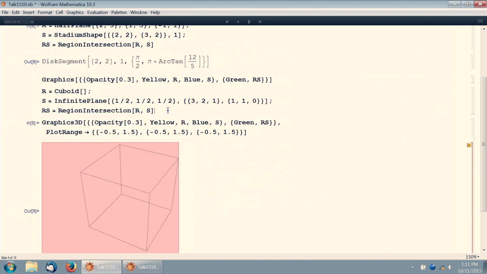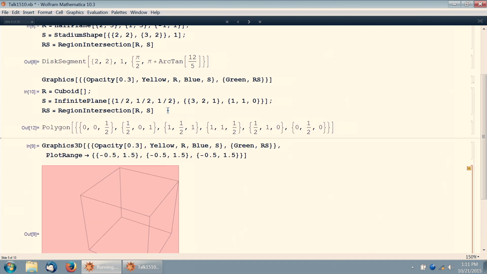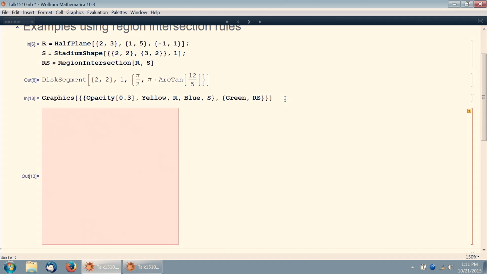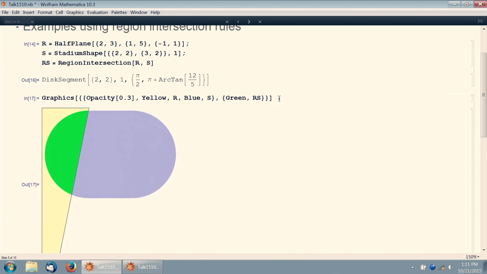Or no, I have to first evaluate something here. Oh, this was the picture. What happened? Oh, OK. I evaluated out of order. I use the same names everywhere, so I have to really evaluate it in the correct order. So here, this is a stadium shape intersected with a half plane. And we get a disk segment.